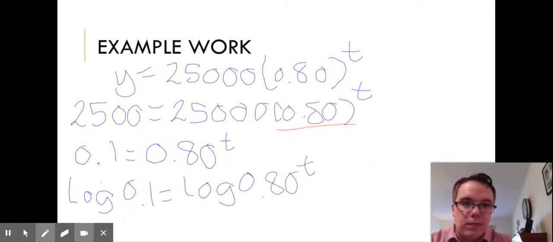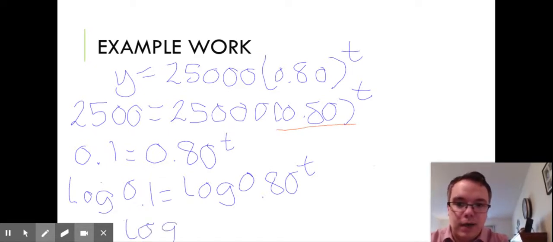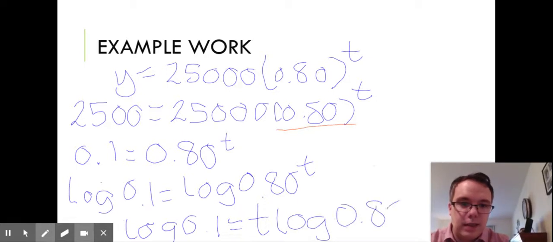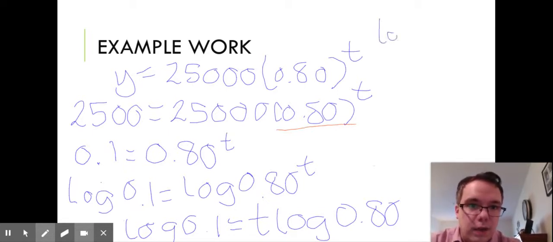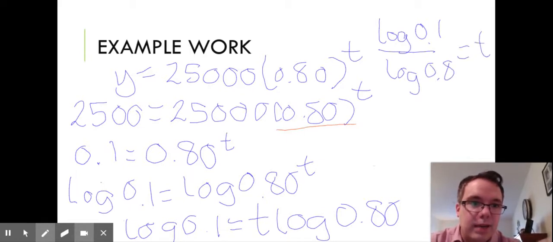Which allows me to bring that t down using my expanding rule. So I'll get the log of 0.1 equals t times the log of 0.8. And so I'm going to divide my log over. So I'll have the log of 0.1 divided by the log of 0.8 should give me my time.